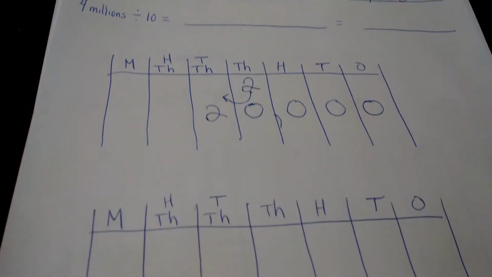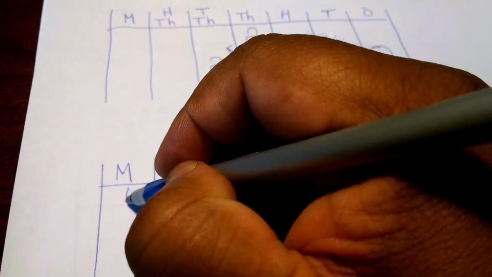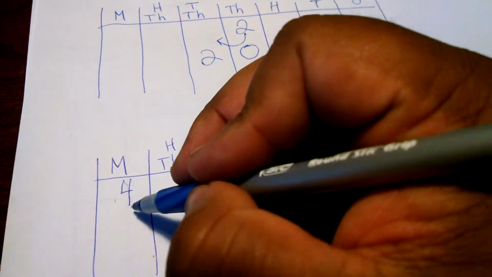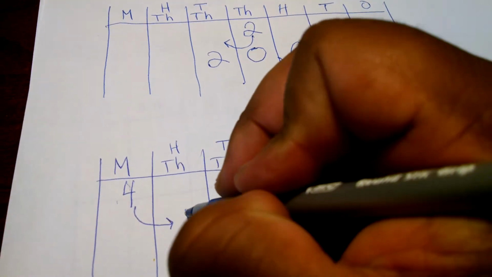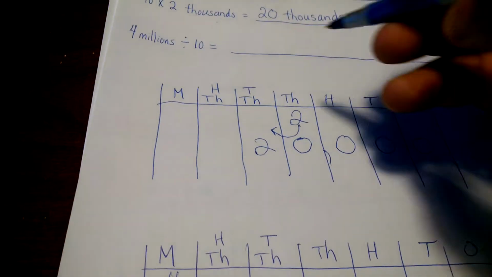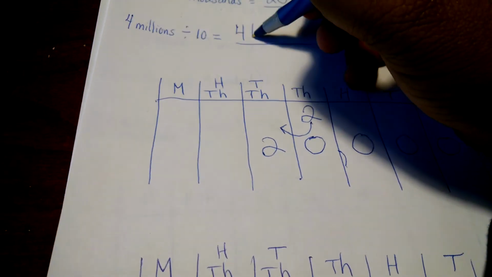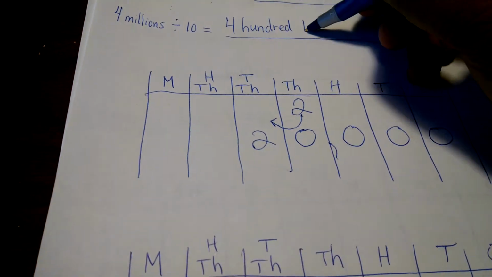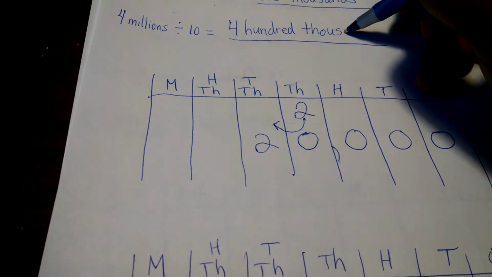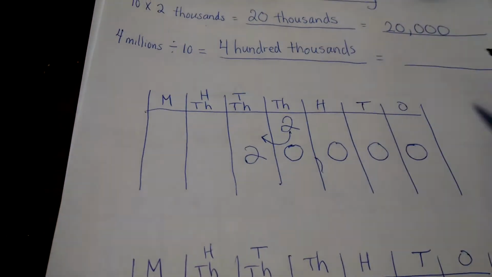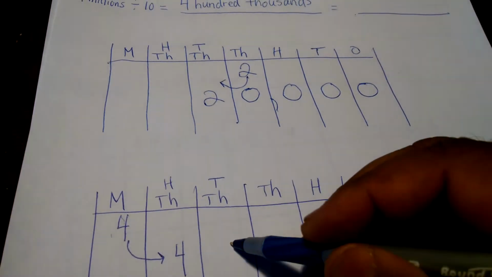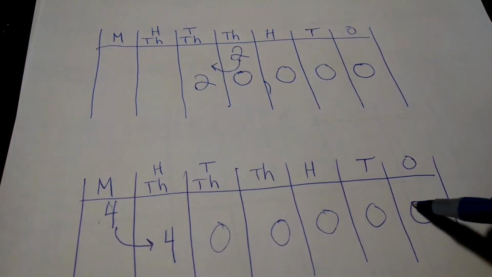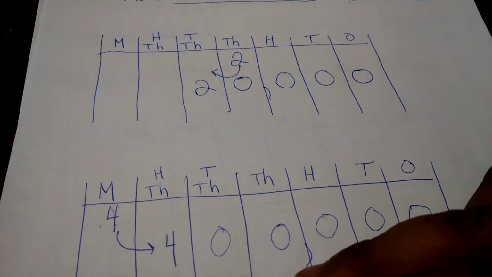Okay, so let's look at 4 millions divided by 10. When I divide by 10, I shift one place to the right. So now it becomes 400,000. That's my unit form. And for standard form, you just plug in your placeholders. That's why this chart is a wonderful tool. So it's 400,000.